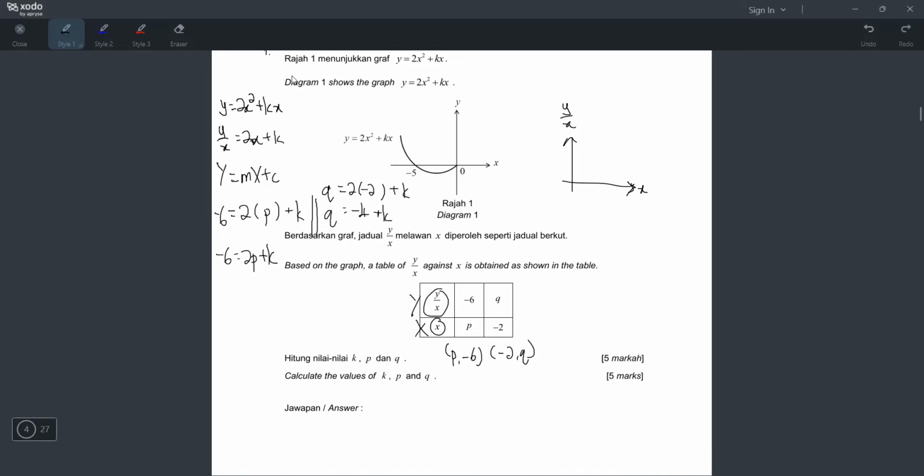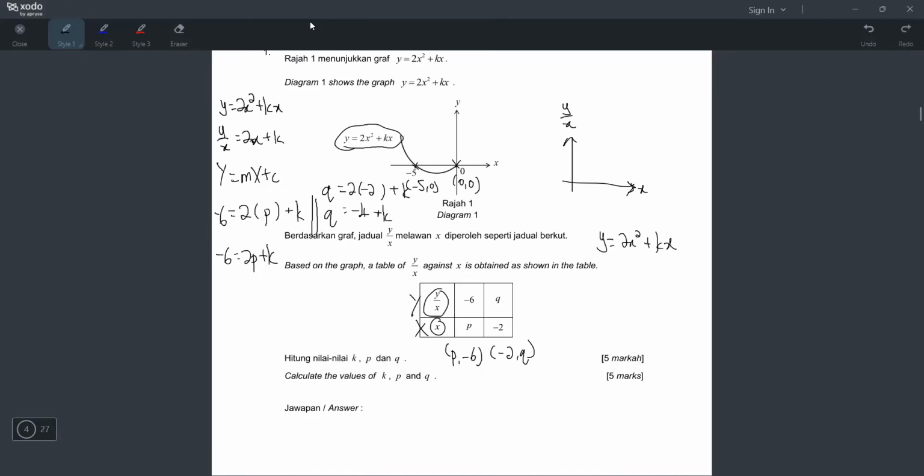Okay. In order to find k, because the problem here is we don't have the k, which is the y-intercept. If we have k, we can find our p and q easily. So we can actually use our original equation to find the k. If you look at the original equation, this is the equation of the curve. So let's write it down. Y equals 2x squared plus kx. And we can find the k using the curve equation, because the curve passes through 2 points, which is negative 5, 0 and 0, 0.